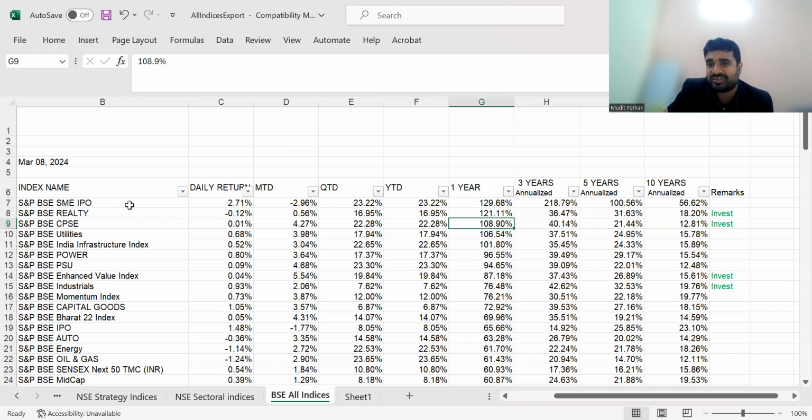Wherever you see 100%, that means you have doubled your money in the last 1 year. So it's crazy. If you have invested in S&P BSE CPSE, Central Public Sector Enterprises, you would have doubled your money. And it's easily available in ETFs and a lot of mutual funds as well. I'll show you in a later part of the video. There are certain mutual funds which have worked for the PSU sectors, and they have given almost close to a return like this. Moving on, enhanced value.